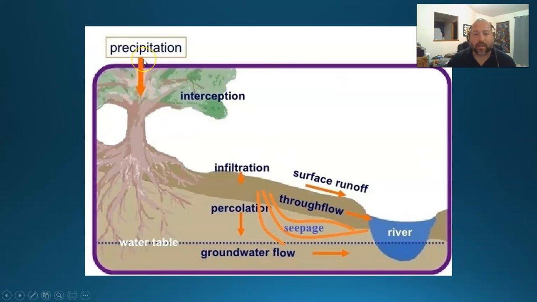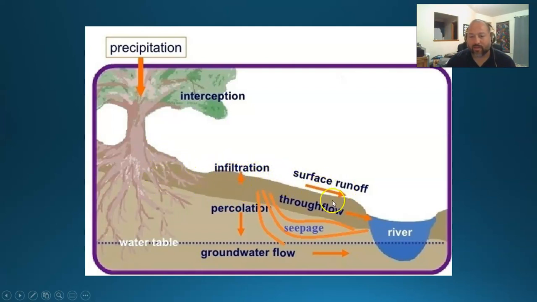So here's a quick look at the hydrologic cycle, or the water cycle. We get precipitation coming in. Maybe we get some interception, so that water doesn't make it into the soil. That gets stuck on the leaves, that sort of thing. So we'll get some other water coming in. There's our infiltration. Our water starts making its way through the roots or just into the soil.